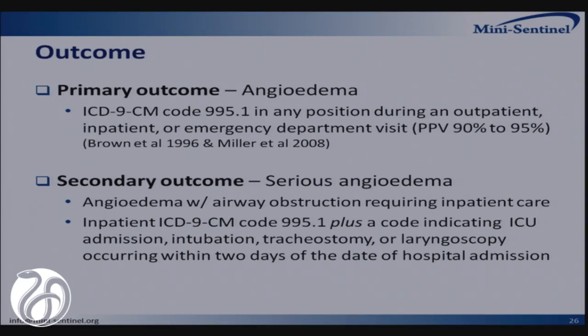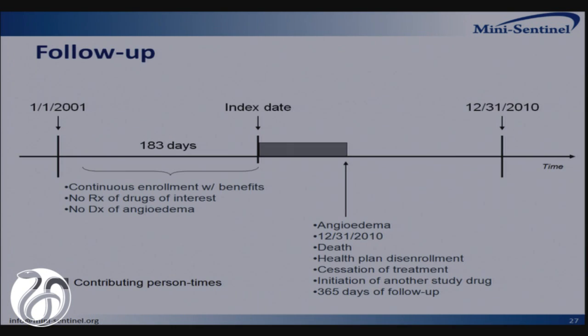The primary outcome is angioedema, which turns out is a condition for which a coded diagnosis in a claims file turns out to have a very high positive predictive value. For this condition, it's not necessary to do chart reviews. And the secondary outcome is serious angioedema, airway obstruction, hospitalization. You can see the additional criteria here.